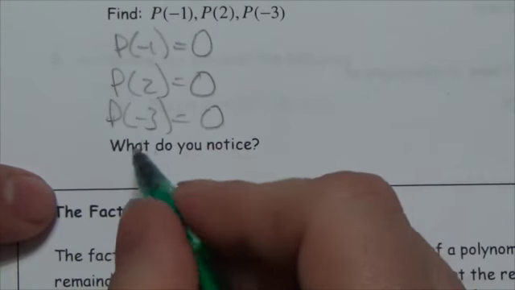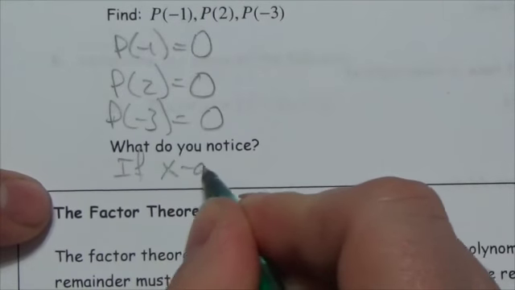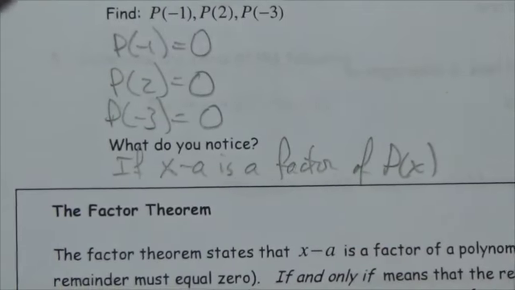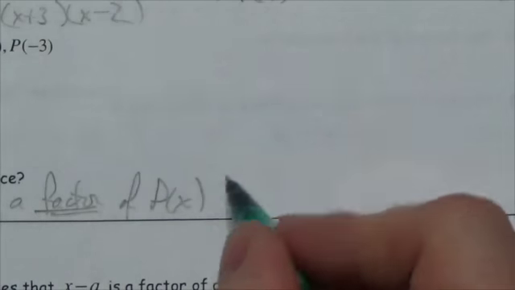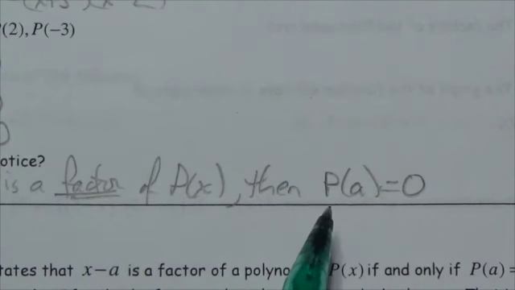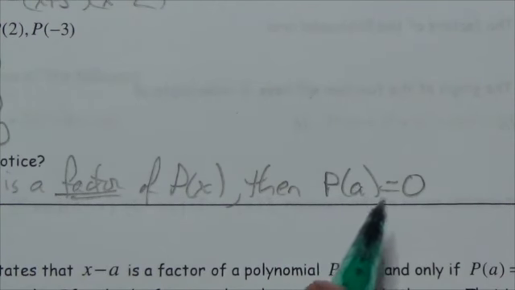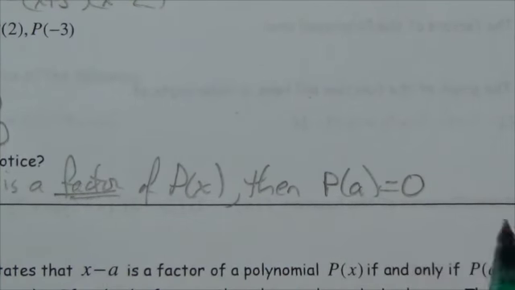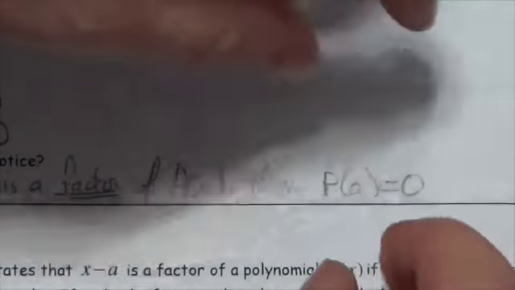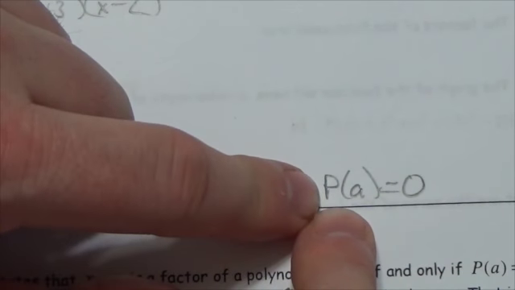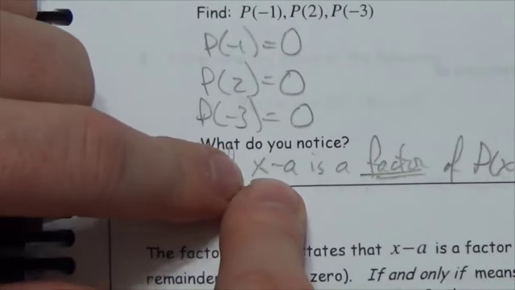Well, I notice that if x minus a is a factor of p of x, then p of a is equal to 0. Now that's no big surprise to us, because if something is a factor, then the remainder is 0. And this is really just an application of the remainder theorem that we looked at the other day. That's just a very, very specific application of the remainder theorem, but it helps us find factors. So if I know, for example, that p of a is equal to 0, then I know that x minus a is a factor.